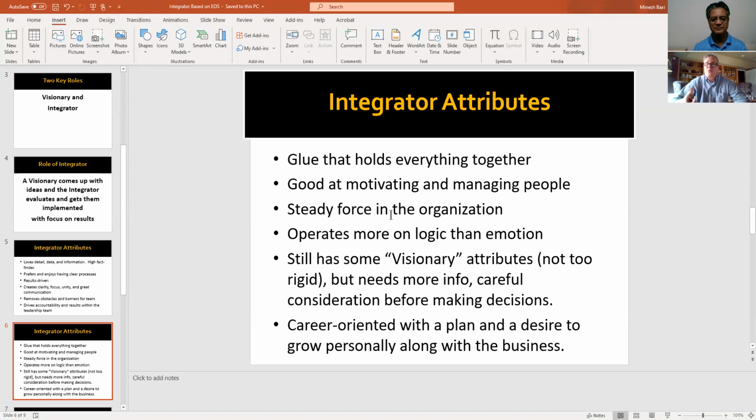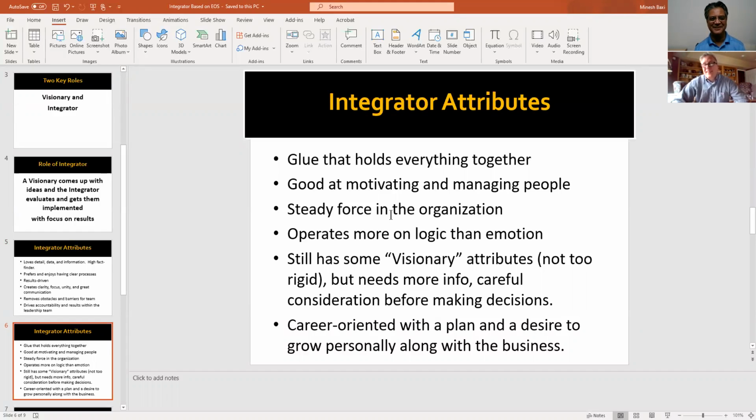And as opposed to the visionary, they operate a little more heavily on the logic side than the emotion side. So as I said, if you want to go in a new direction, they still have some visionary attributes. Don't get me wrong. They're not too rigid, but they'd like a little more information, and they'd like to know what the process is going to look like and consider things before we jump in. They don't jump out of planes without a parachute. Visionaries are more likely to jump off a cliff and build a plane on the way down.